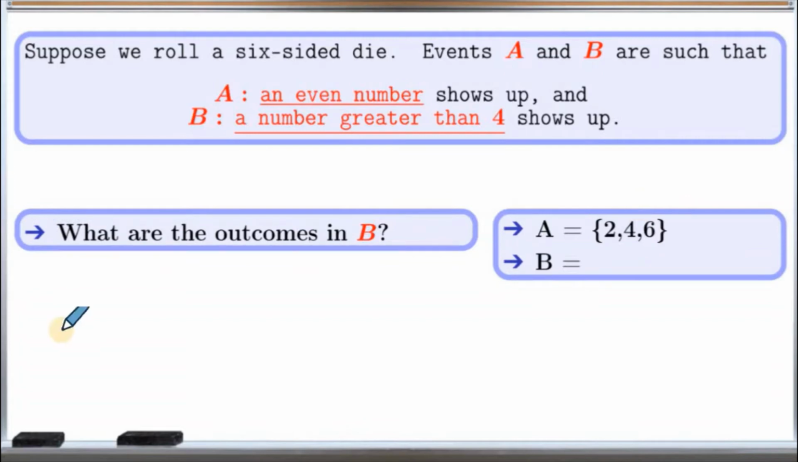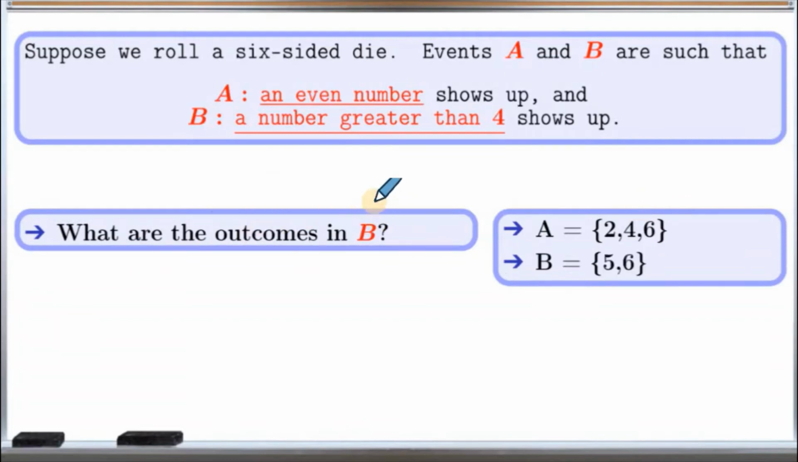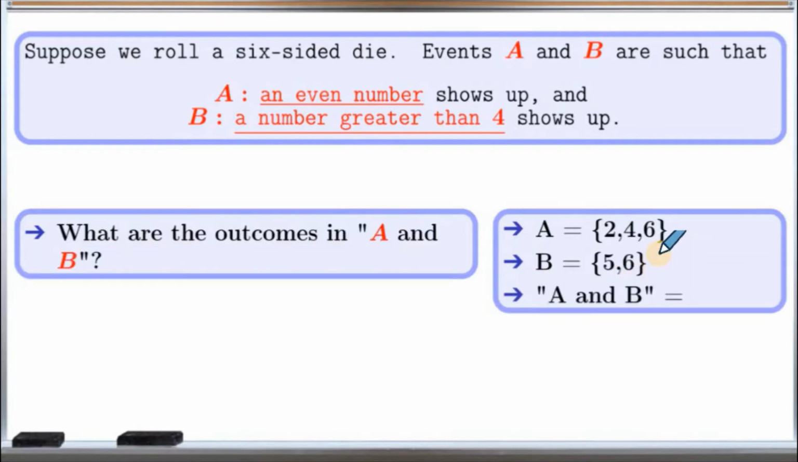So again, let's find outcomes in B. So the outcomes in B are 5 and 6. Now let's find the outcomes in A and B. So the outcome in A and B is 6.